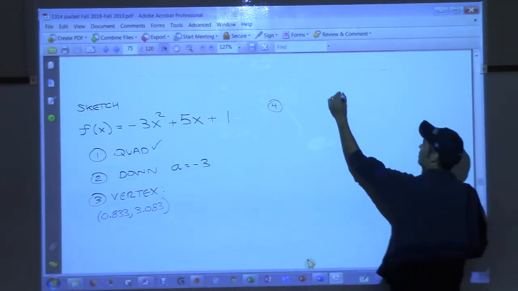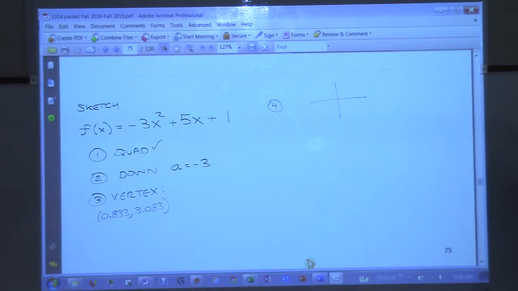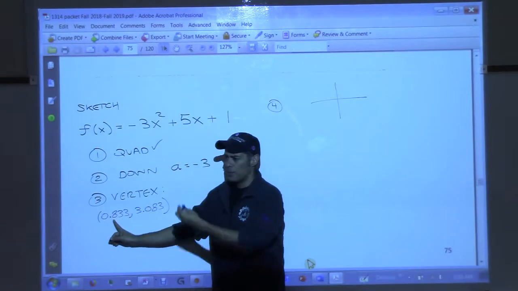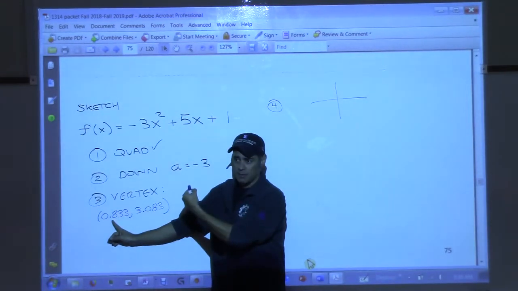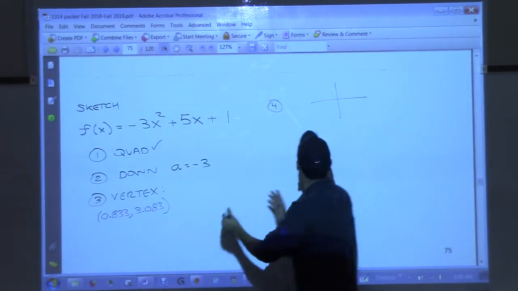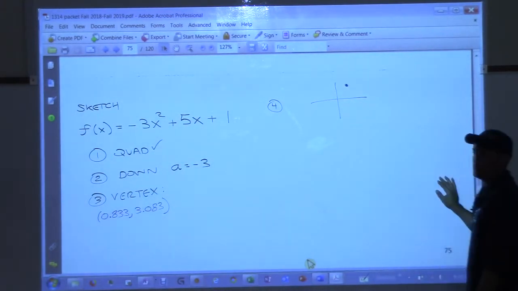So we draw a quick sketch. I'm going to do it real fast now. What part, Macy, am I going to put on this sketch that's going to help me determine if I have x-intercepts? The vertex, right? All that matters is that 0.83 means we move to the right, yes? And 3.083 means we move up. I don't really care where I am, just that I'm over and up. So my vertex is somewhere over there.